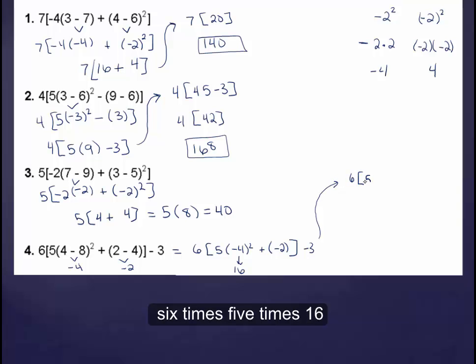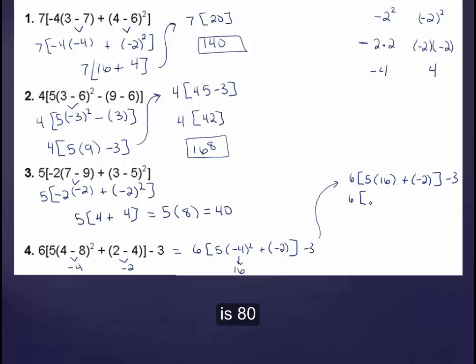6 times 5 times 16 minus 2 minus 3. 5 times 16 is 80 minus 2. 80 minus 2 is 78. 6 times 78 is 468. Minus 3 is 465.